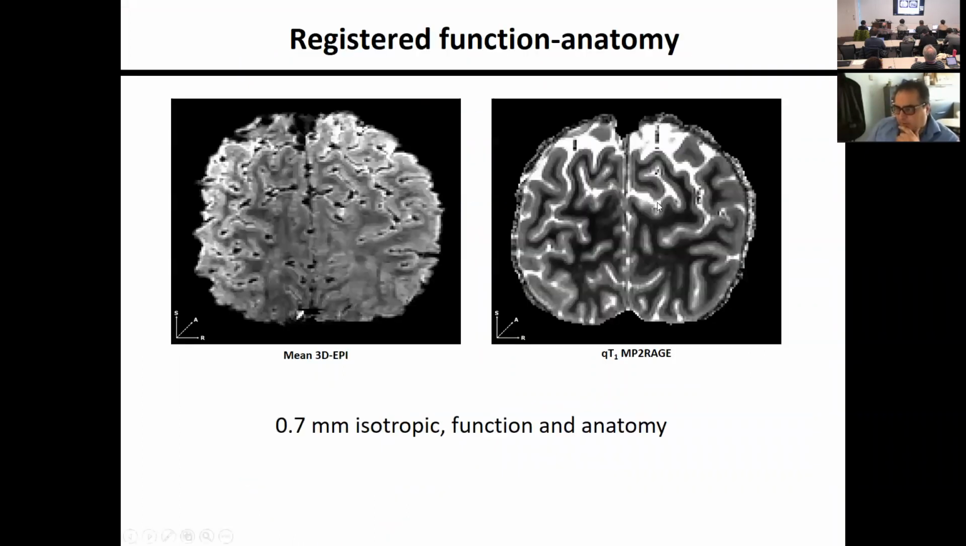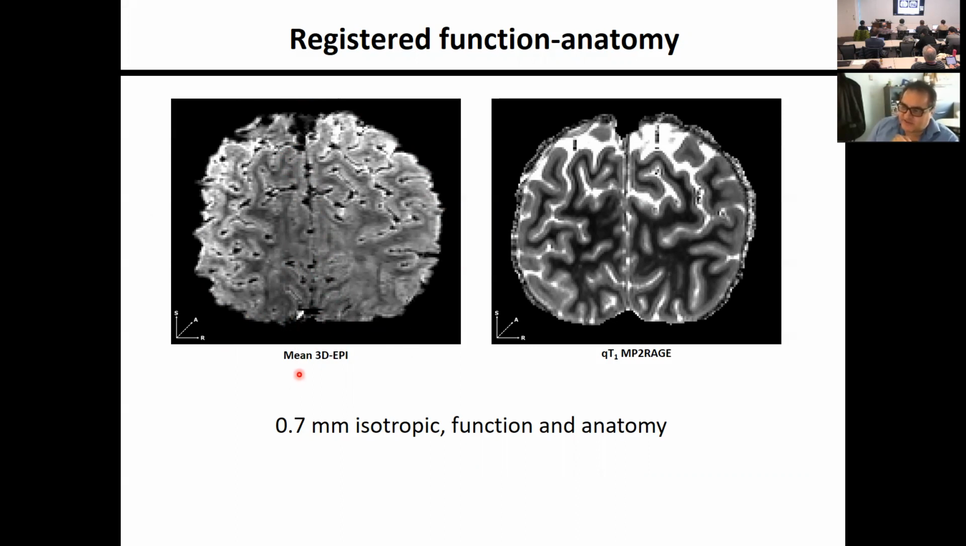So here on the left, let's see whether I can make my pointer visible. Can you see my pointer? Yes. Okay, great. So on the left, you see the mean pre-EPI, and this is a coronal slice from the back part of the brain. And here in some parts, you can actually see gray matter, white matter contrast, but in other parts not. So ideally, we would like to make segmentation of the gray matter directly on the functional images, but at this moment, we are not there yet.